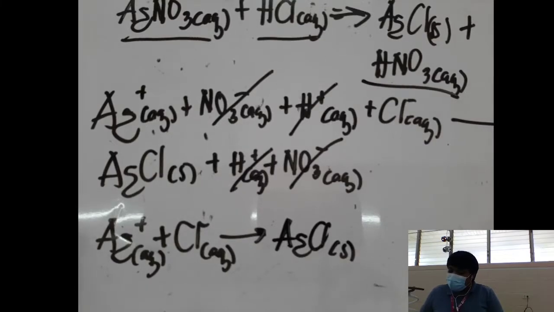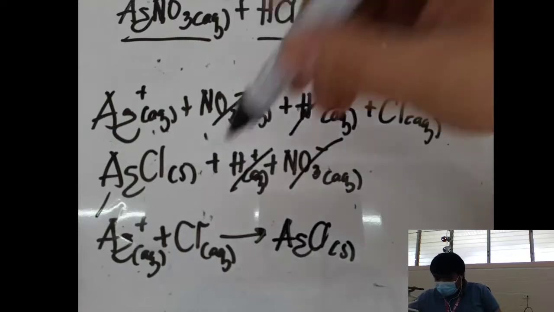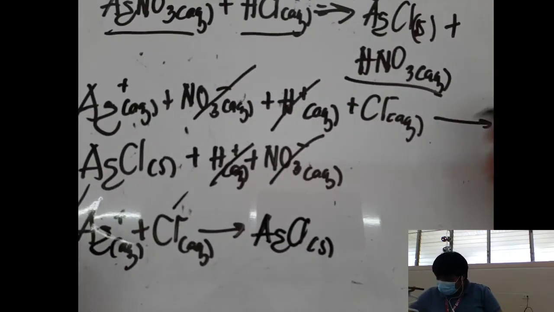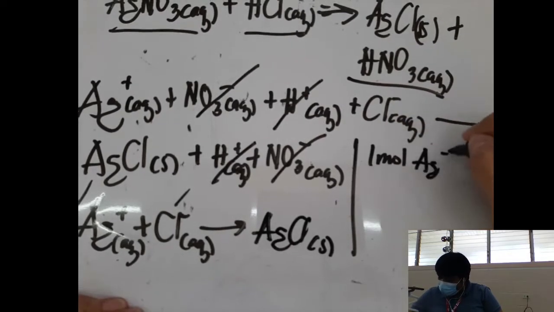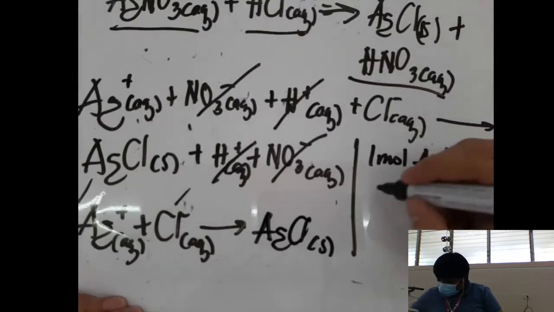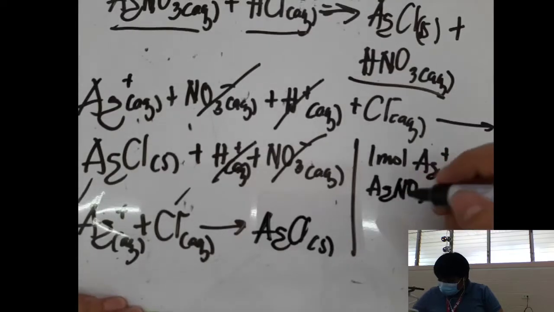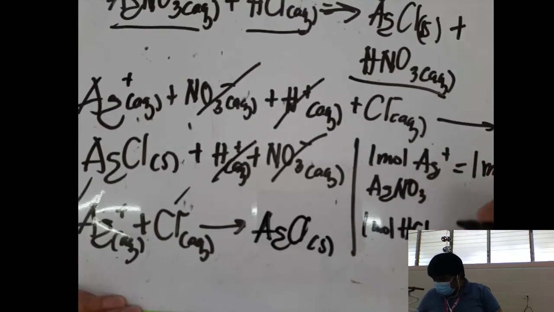So what does that mean? We have a relationship between silver nitrate and silver, and HCl and chloride. So that means, I'll place it here, 1 mole of silver cation is equivalent to 1 mole of silver nitrate. Similarly, 1 mole of hydrochloric acid contains 1 mole of chloride.